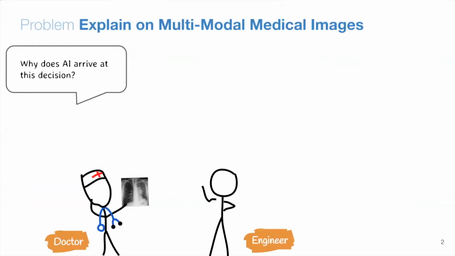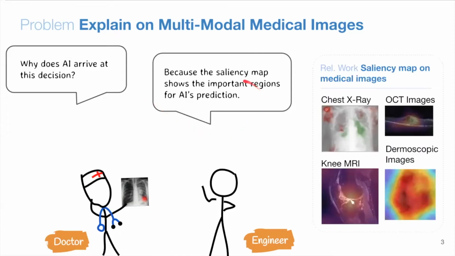As computer scientists or engineers, when we deploy AI in clinical settings, we want AI to be able to explain their decisions to doctors. Explanation can facilitate doctors' trust and doctor-AI collaboration, as shown in previous studies. The saliency map is a common choice of explanation for medical images. It highlights the important regions for AI prediction, as shown in previous works such as on X-ray conditions.